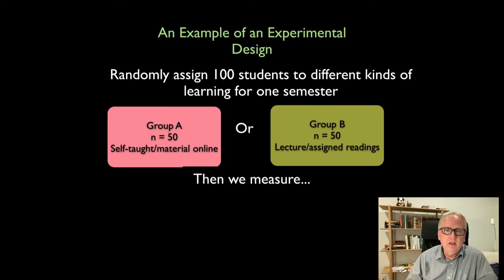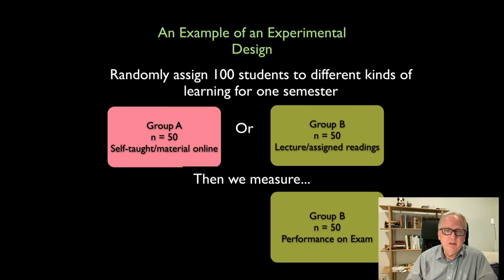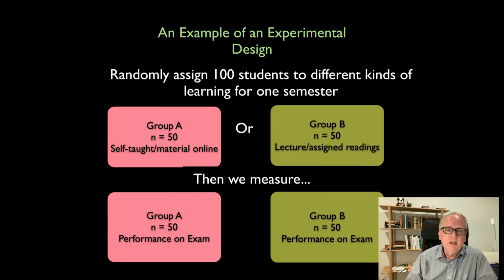And then what you could do is have a dependent variable at the end of the study. So for instance, at the end of the semester, they could look at their performance on an exam. So everybody completes the same exam, and then we could find out whether Group A or Group B did better using self-taught versus lectures.